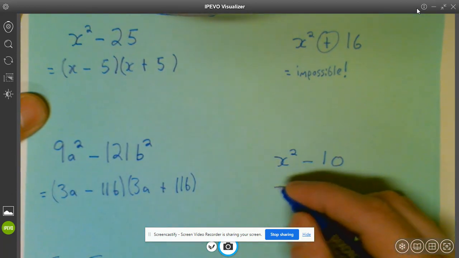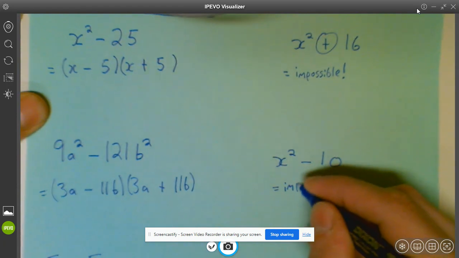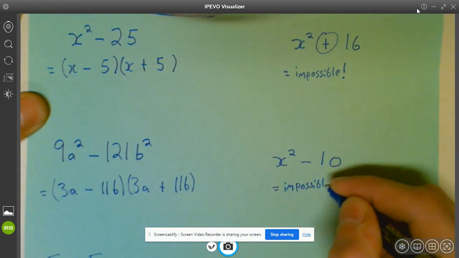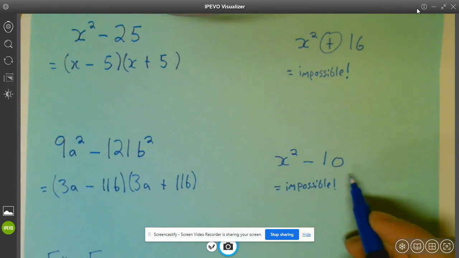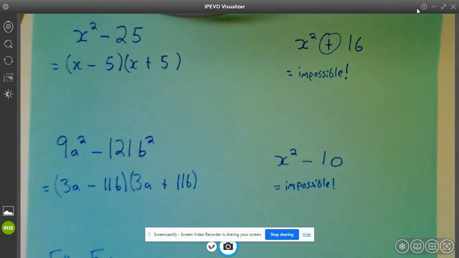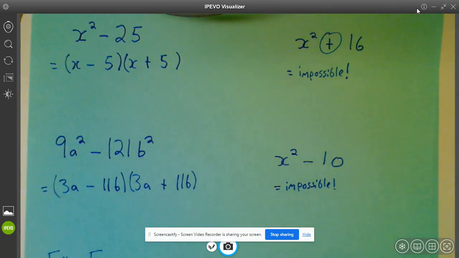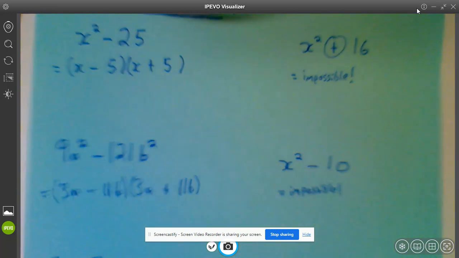This one also looks tempting to do, but this one's also impossible. So 10 is not a perfect square. You can try it in your calculator. The square root of 10 is 3.16, kind of goes on forever. So most integers don't have whole number square roots. So be really careful. You can only do this when I have two perfect squares separated by a negative sign, but it's something to look out for whenever you see a binomial, something with two terms.